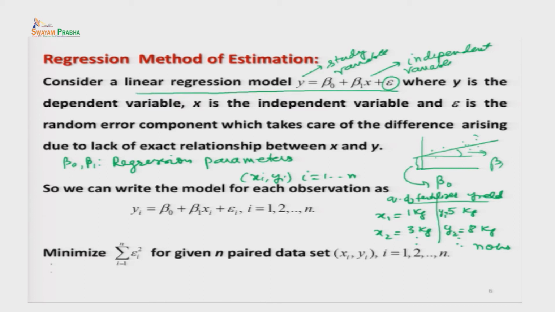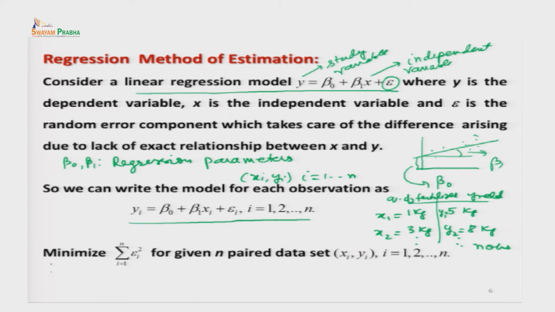Now obviously you need to assume that each of these pairs of observations satisfies this linear model. So we write yi is equal to beta 0 plus beta 1 xi plus epsilon i, where i goes from 1 to small n. Now we want to apply the principle of least square. Just for information, you can also use the method of maximum likelihood estimation to estimate the parameters beta 0 and beta 1.